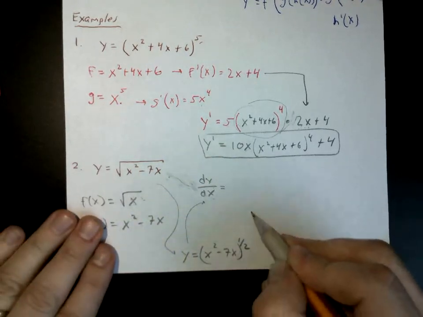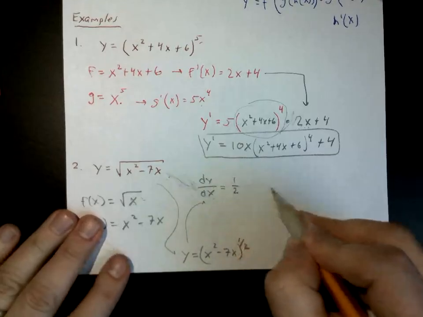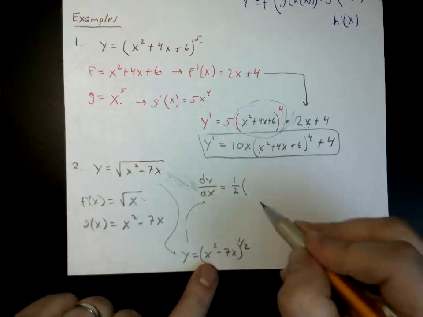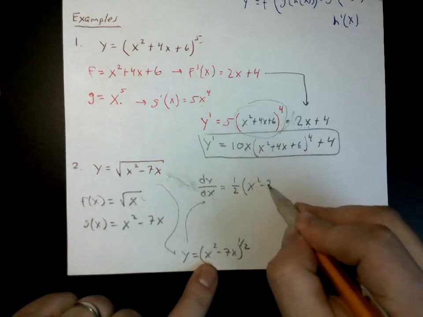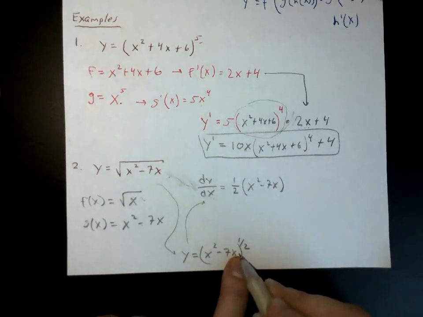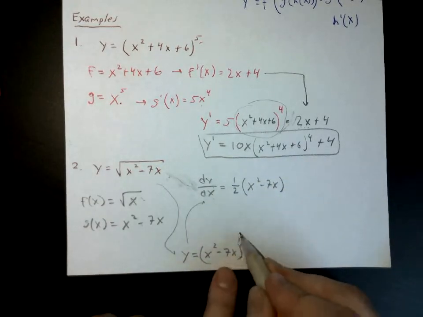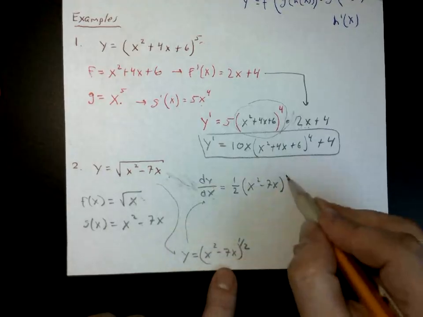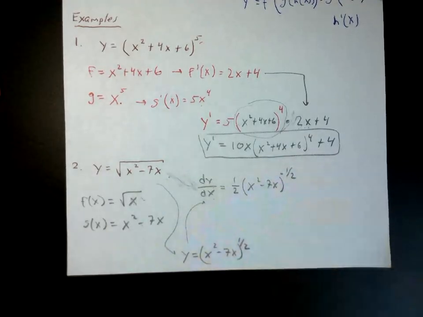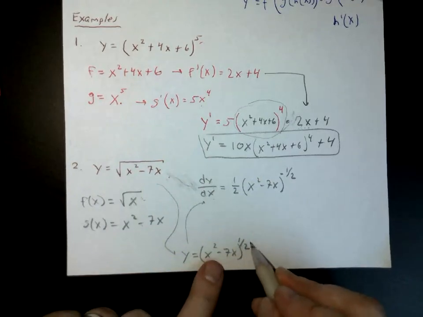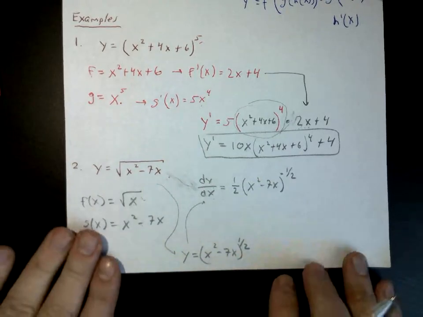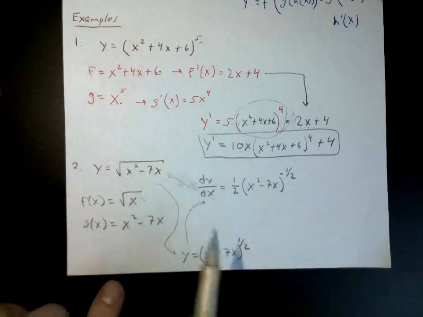So this 1/2 is going to come in front. The stuff that's inside is technically this x squared minus 7x. Do you remember what we do with this exponent? If we plug it down there, we're going to subtract by 1. So it's negative 1/2 because that's 1/2 minus 1. So that was this one.